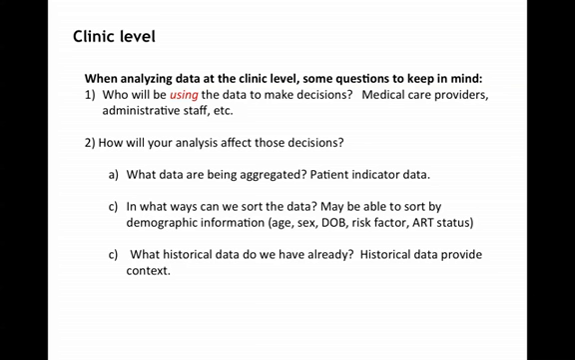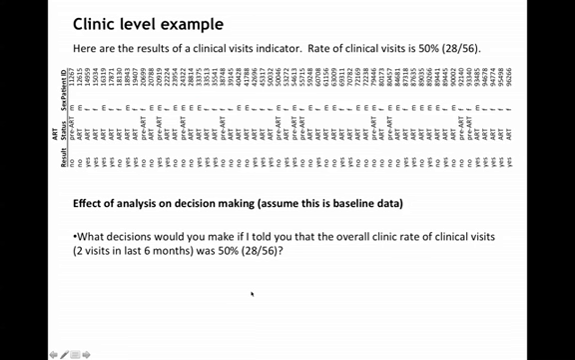What data are being aggregated? So here in this case, it's patient indicator data. And in what ways can we sort the data? We may be able to sort by demographic information, age, sex, date of birth, risk factor, ART status. And what historical data do we have already? Are there data from previous rounds that we can take advantage of to make more sense of the current round of data?